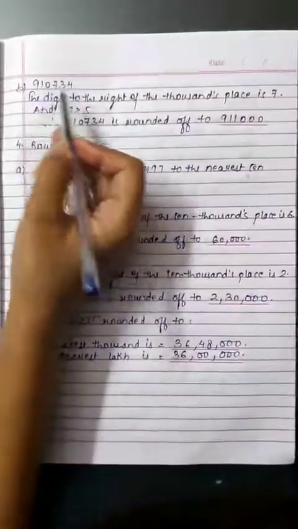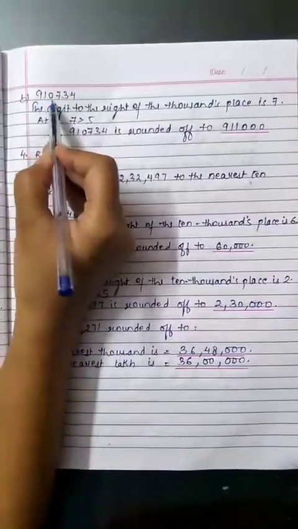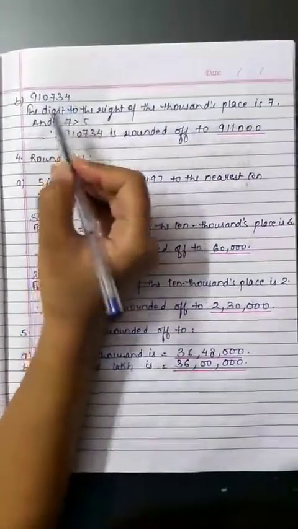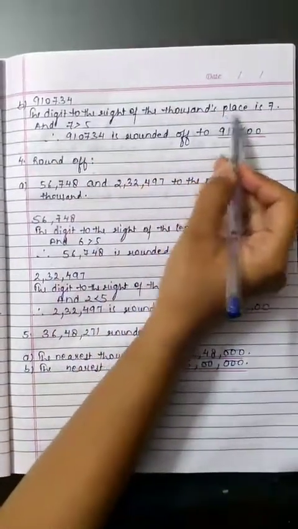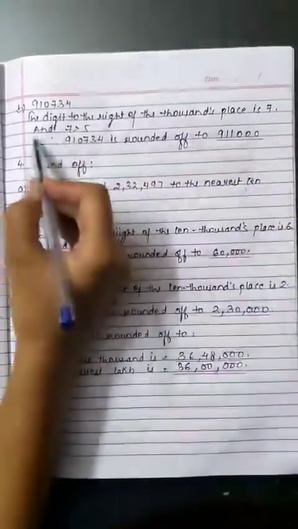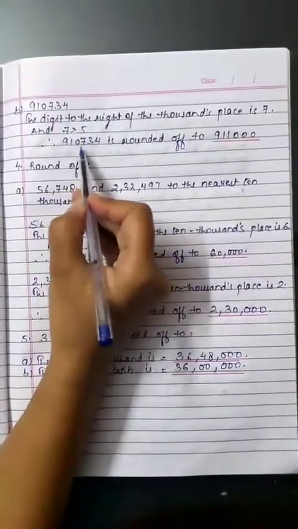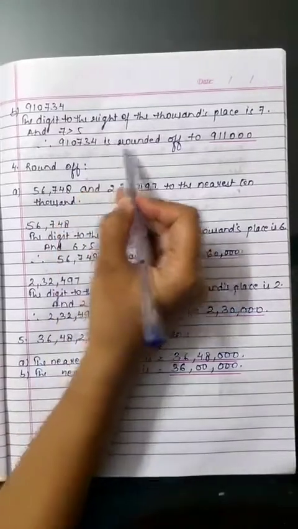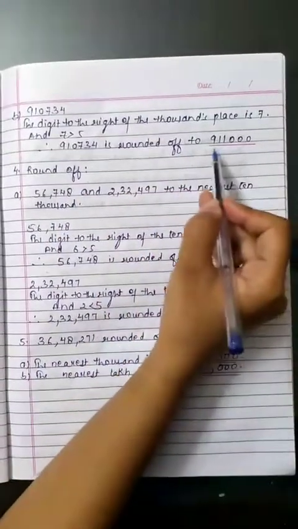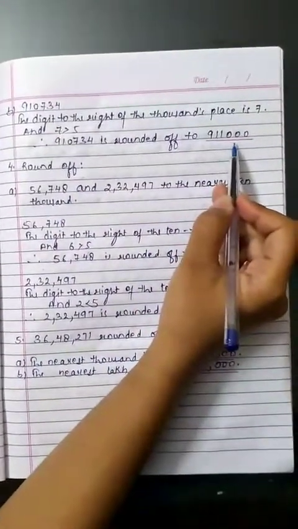B part, 9,10,734. The digit to the right of the thousands place is 7 and 7 is greater than 5. Therefore, 9,10,734 is rounded off to 9,11,000.